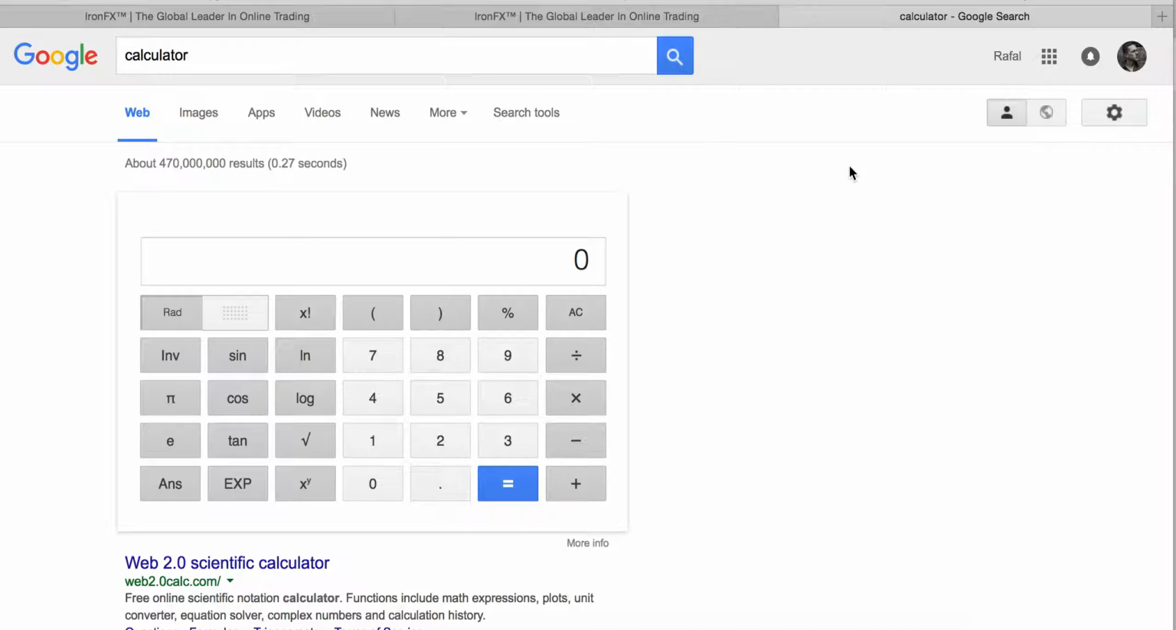So to do so, let's take for example that your bank account is 10,000 British pounds. To calculate 1% out of it, we need to multiply that by 0.01 and we will have 100. So 100 British pounds is what you can risk in one trade.